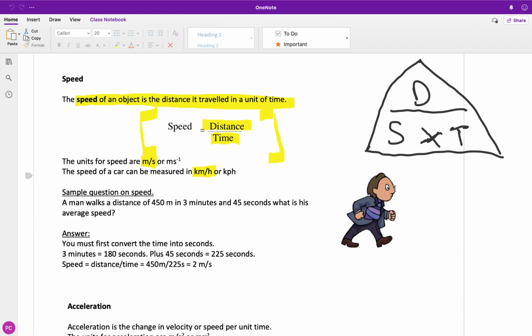So I get you to walk from one end of the lab to the far end of the lab. Right, how far have you gone? How long has it taken you? And then we can work out your speed by doing distance divided by time. Okay, here's an example question.